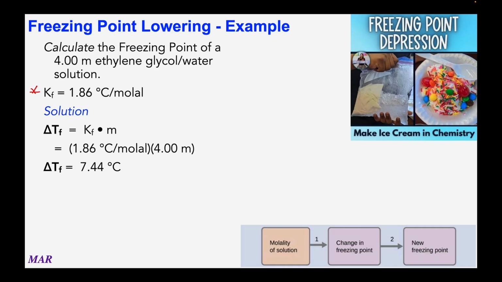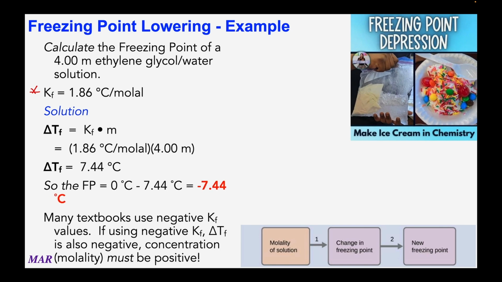Now you have to remember that water, which we'll use a lot, freezes at 0 Celsius. And this shows how much lower the freezing point will be relative to the pure solvent. So what that means here is that the freezing point of the solution is 7.44 degrees less than 0, minus 7.44 degrees Celsius. Now again, a lot of times books will use negative Kf values because they think you should calculate a negative delta T, etc. I wouldn't do that. I would just make your delta T positive all the time. If you get a negative number, just absolute value it, and absolute value your K value if you happen to run into a negative K value.